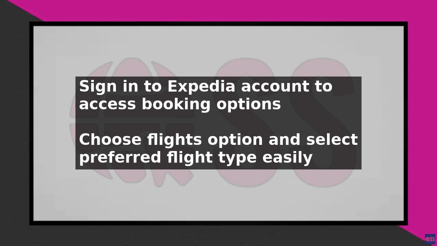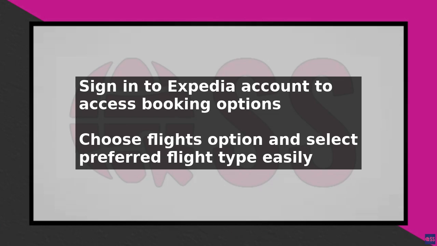To book a flight on Expedia, start by signing in to your account. Once logged in, you can choose from various options such as flights, cars, packages, things to do, and cruises. Select the Flights option and then choose your preferred flight type, which can be a round trip, one-way, or multi-city.